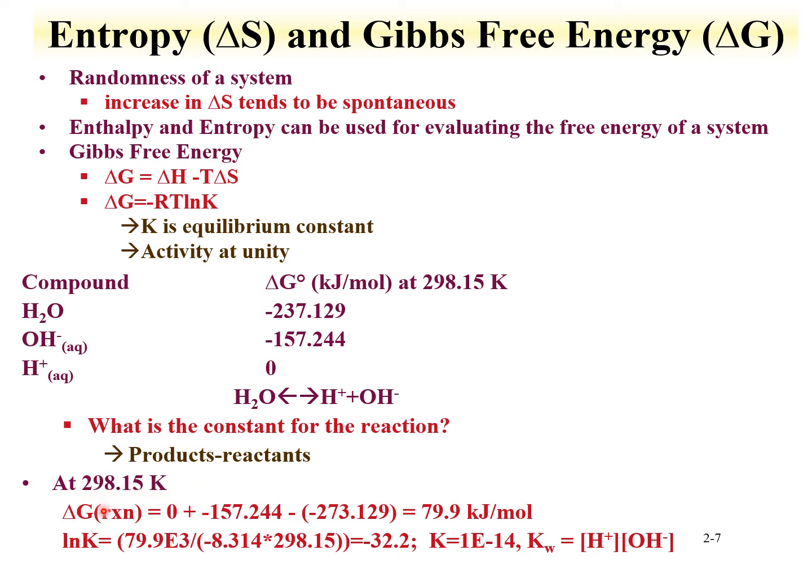So at 298.15 K, the Gibbs free energy of the reaction is listed here. This data is taken from databases. You get almost 80 kilojoules per mole. Log K is delta G divided by minus RT, which is equal to negative 32.2. K is equal to 1 times 10 to the minus 14th. And this is basically Kw, the Kw for water, which is 1 times 10 to the minus 14.